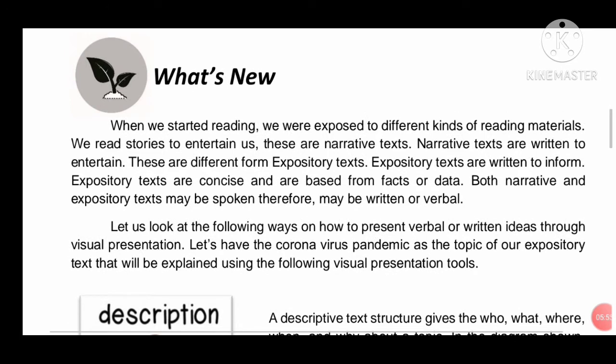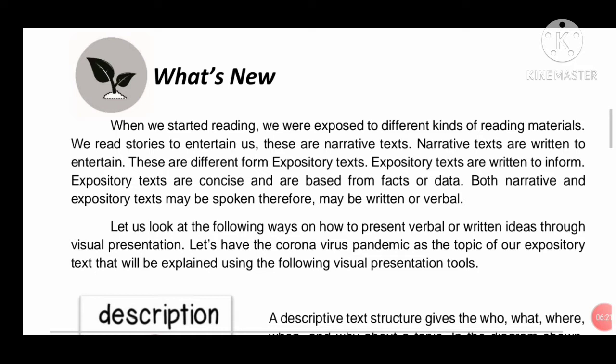When we started reading, we were exposed to different kinds of reading materials. We read stories to entertain us. Those stories are called narrative texts. Narrative texts are written to entertain, remember that. These are different from expository texts, because we need to highlight now expository texts, okay?